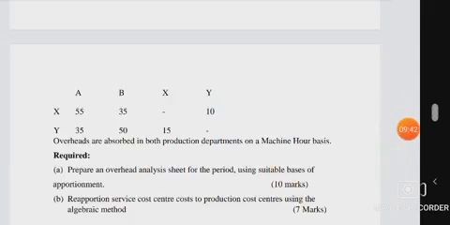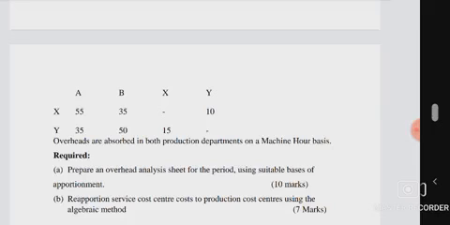The next question is reapportion service cost centers to production cost centers using algebraic method. What is that? Algebraic method. Okay, this method, also known as simultaneous method, uses simultaneous equations to reapportion. These are actually reapportioning methods. I'll demonstrate. It's like a mathematical way of trying to reapportion these service centers.